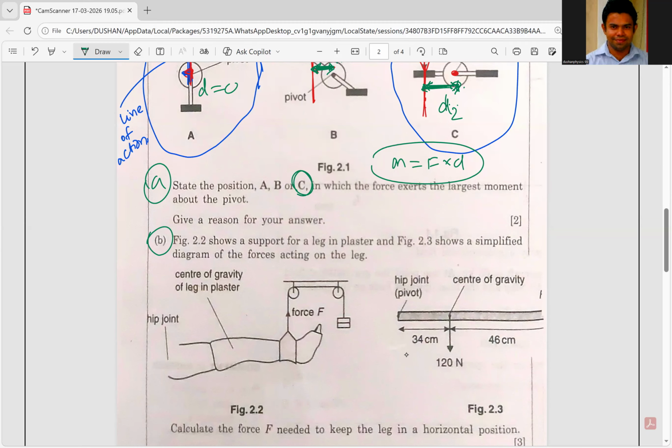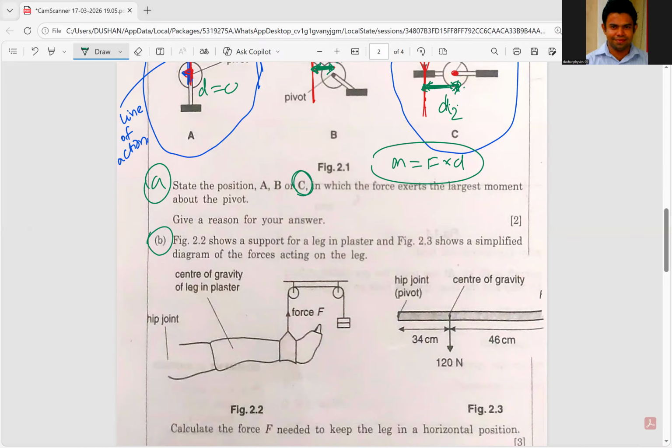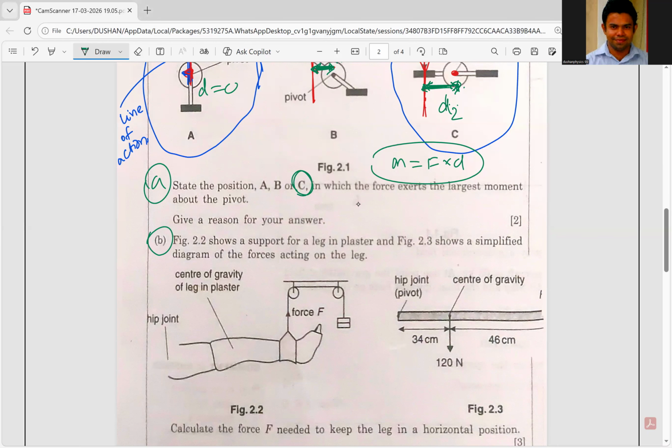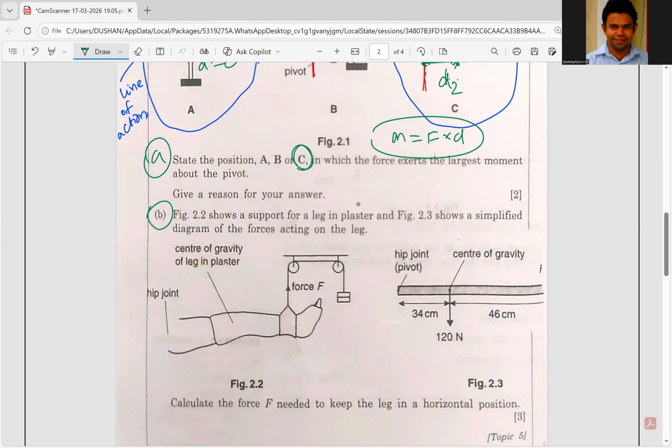Okay, now let's come to the B part. Figure 2.2 shows a support for a leg plaster. Look at the plaster on the leg. Simplified diagram: force acting on the leg. Center of gravity of the plaster. With the center of gravity, what can you mark? Anybody? What do you mark at the center of gravity?